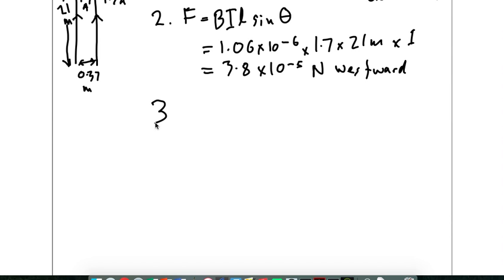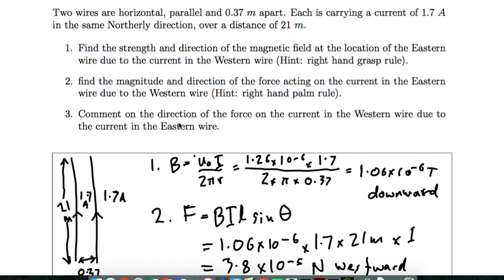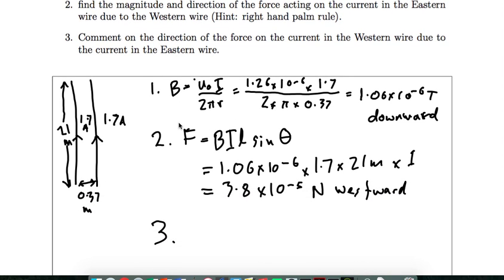So what we're asked is, what's the direction of the force acting on the western wire due to the current in the eastern wire? Now there's a number of different ways we can approach this. One is to say Newton's third law. So there will be an equal and opposite force, a force of equal magnitude in the opposite direction acting on a different object. So that would suggest that the force on the western wire is toward the east. They're both attracting each other, in other words. They're being pulled together and of the same magnitude.